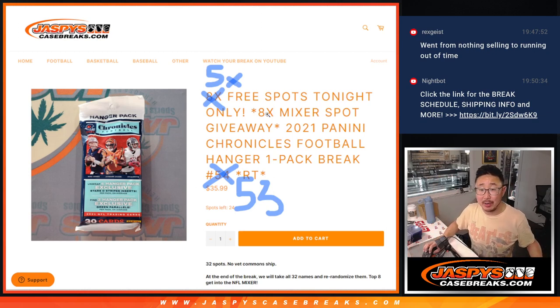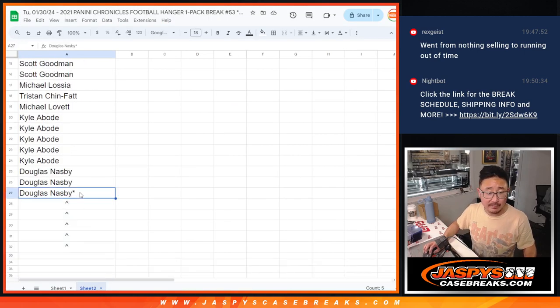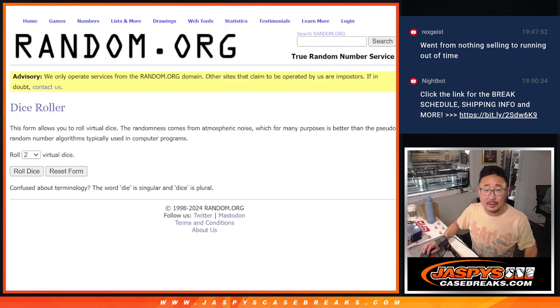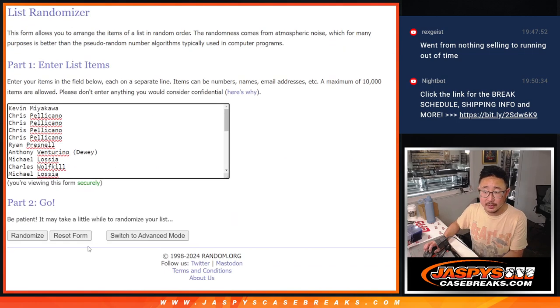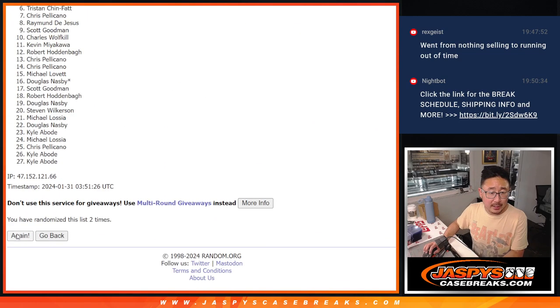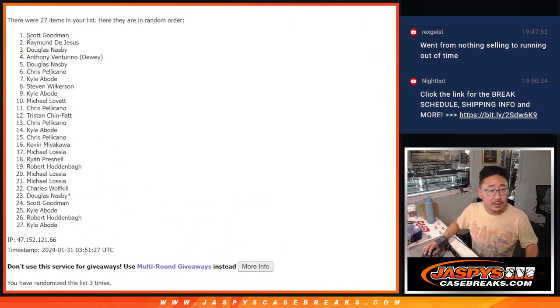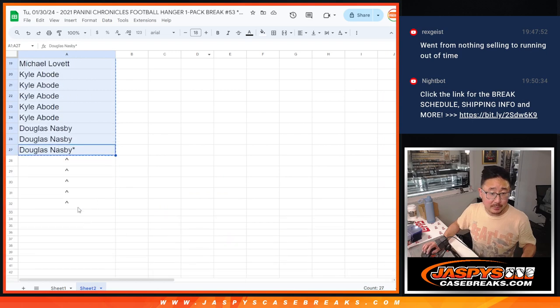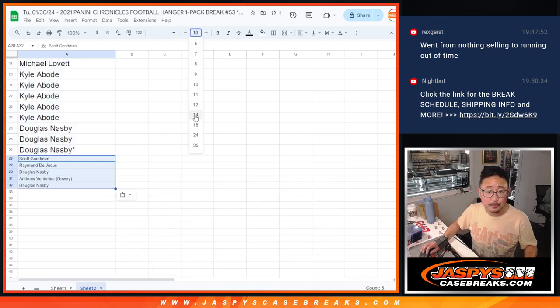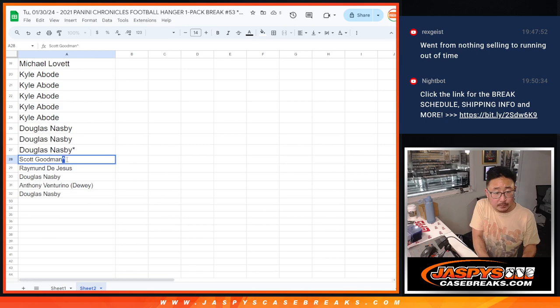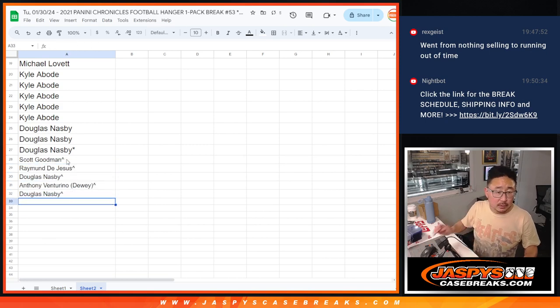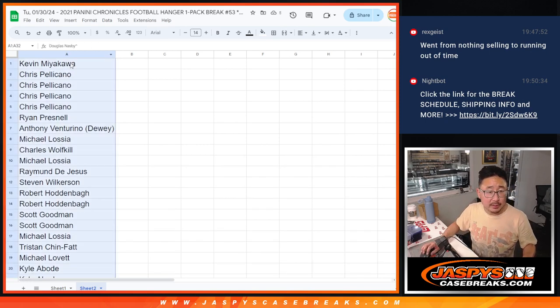You can see the last one is loaded up with some free spots tonight only. This particular one, we were giving away five free spots right there. There's the five. So we sold 27 spots outright. Let's give away those five spots first after three. One, two, and three. So Scott, Raymond, Douglas, Anthony, Douglas. Extra spots going your way. Congrats. A little buy one, get one opportunity for you. Little rooftop symbols over your names right there.